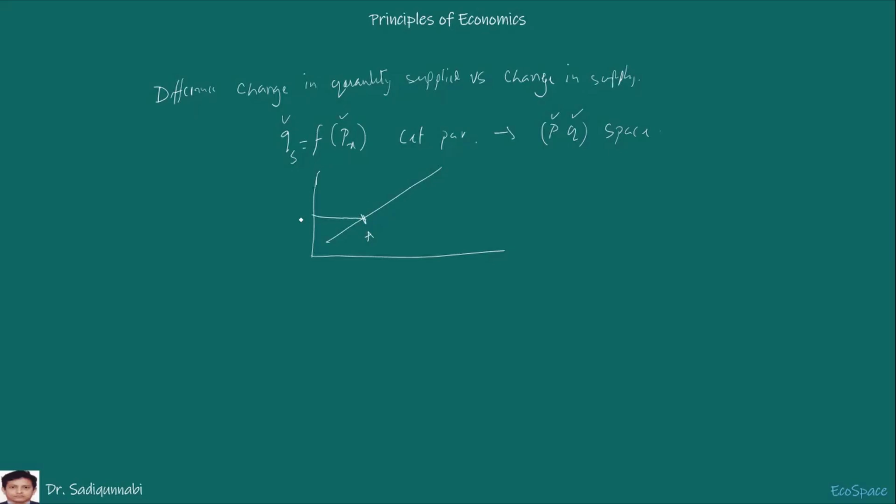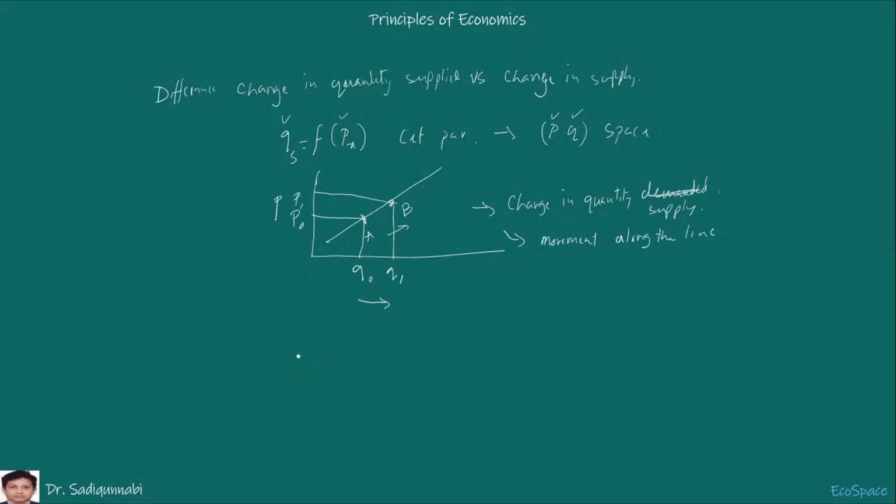Suppose this is our price. So price 0 and price increases to P1, then we have got a second point. So movement from A to B, our quantity Q0 becomes now quantity Q1, and this is the movement. So this is called change in quantity supplied. Okay, and this is movement along the line.